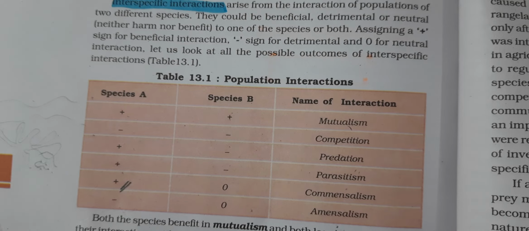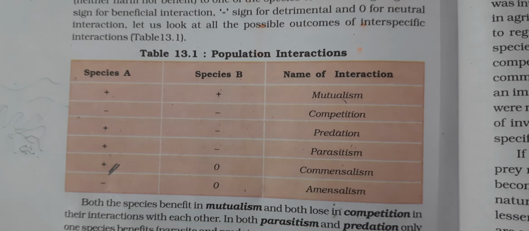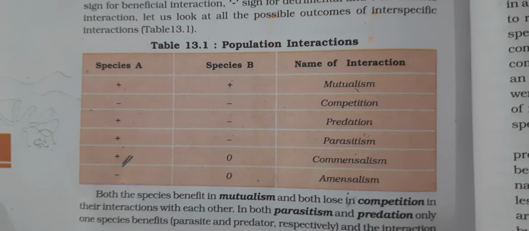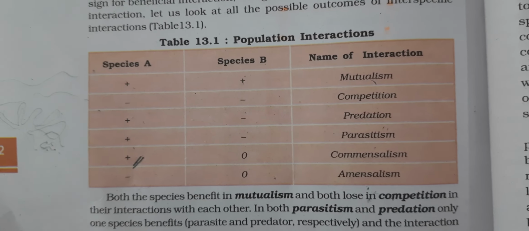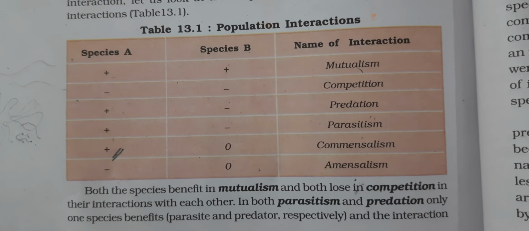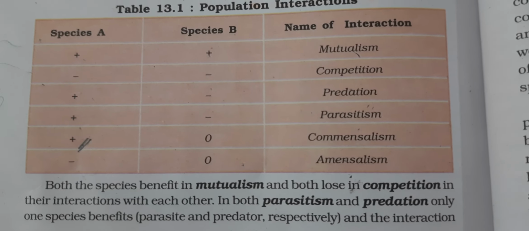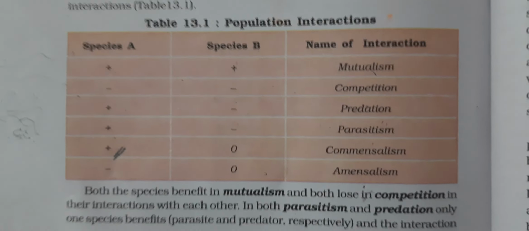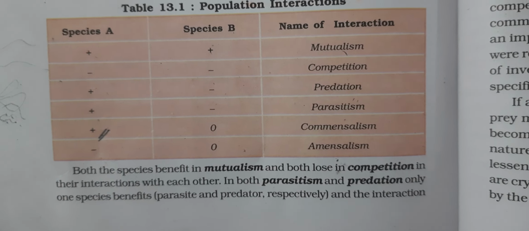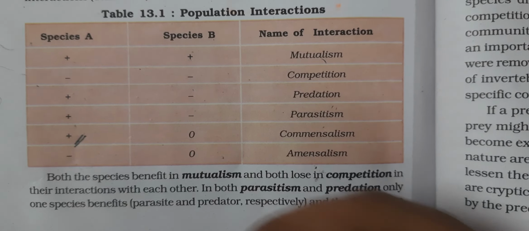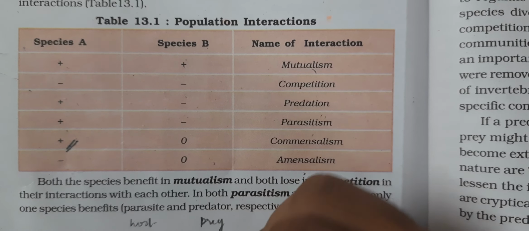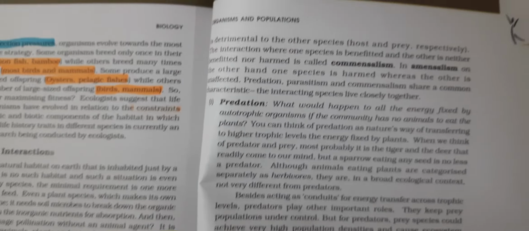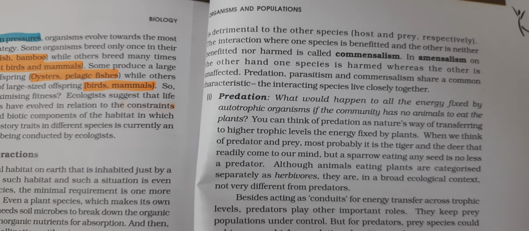Now coming to the summary. Both species benefit in mutualism, and both lose in competition in their interaction with each other. In both parasitism and predation, only one species benefits, the parasite and predator respectively, and the interaction is detrimental to the other species, the host and prey respectively.